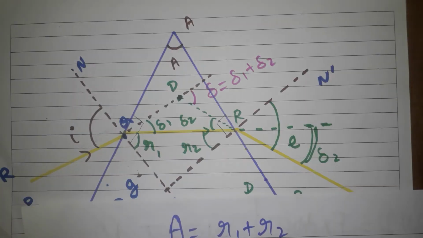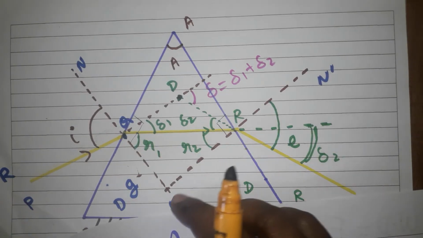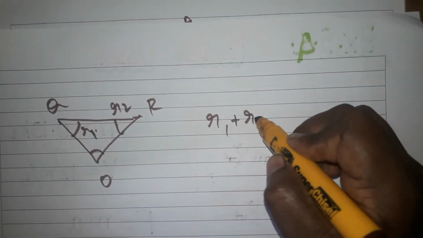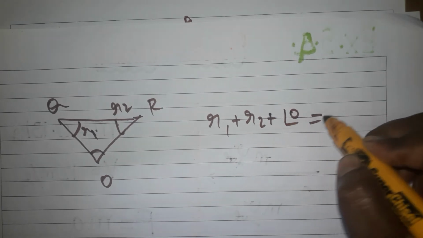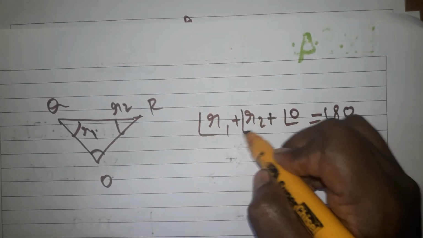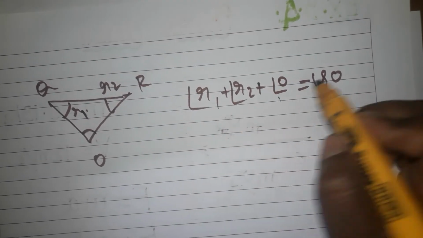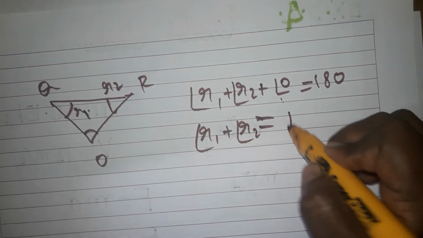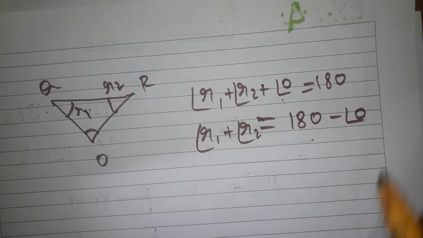Here I have taken triangle QRO, which I will show you. It will be like this, QRO, the triangle. This is R1 and this is R2, and this angle I don't know. The angles of a triangle sum to 180 degrees, so R1 plus R2 plus angle O is equal to 180 degrees. So R1 plus R2 is equal to 180 minus angle O.